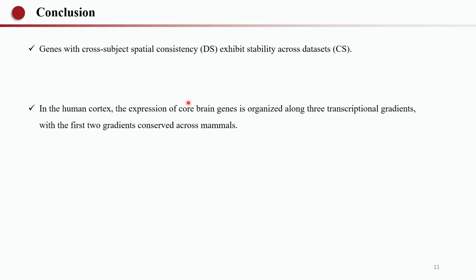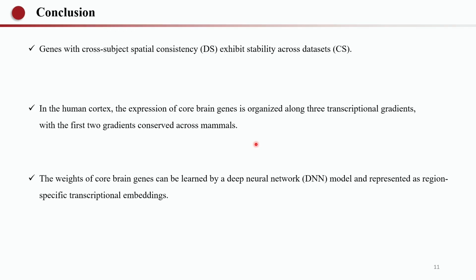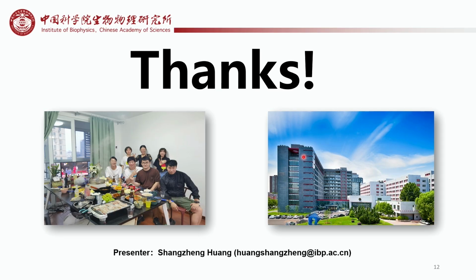Finally, to summarize our research: first, we find that genes with cross-subject spatial consistency, which means high DS scores, also exhibit stability across datasets. Second, in the human cortex, the expression of core brain genes is organized along three transcriptional gradients, of which the first two gradients converge across species. Third, the weights of core brain genes can be learned by a deep neural network model and presented as region-specific transcriptional embeddings. Okay, that's all for my oral session.